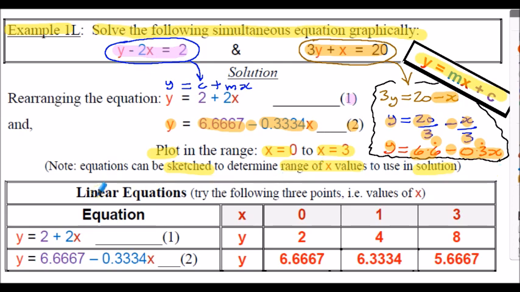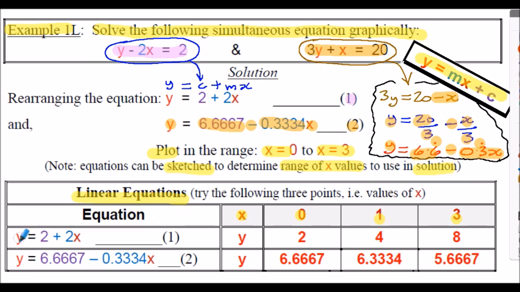Referring to the previous work we looked at for solving equations graphically, we have to plot the points. So we're given the x values. I'm using 0, 1 and 3 here. From the previous presentation, we know we only need 2 points to plot a straight line, but we usually plot 3 or more just to make sure we have the accuracy of the line.